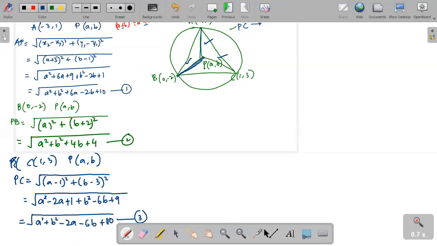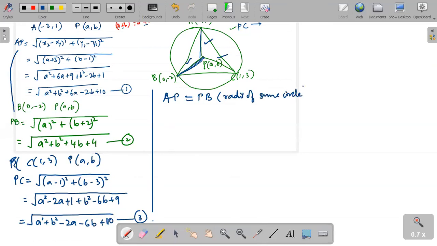We have got 3 radii, and now we know that the radii of a circle are equal. So let's say we are equating AP with PB. So AP is equal to PB. How? They are radii of the same circle. And when we are equating them, there are roots on both equation 1 and equation 2, so the roots will get crossed out. What are we left with?